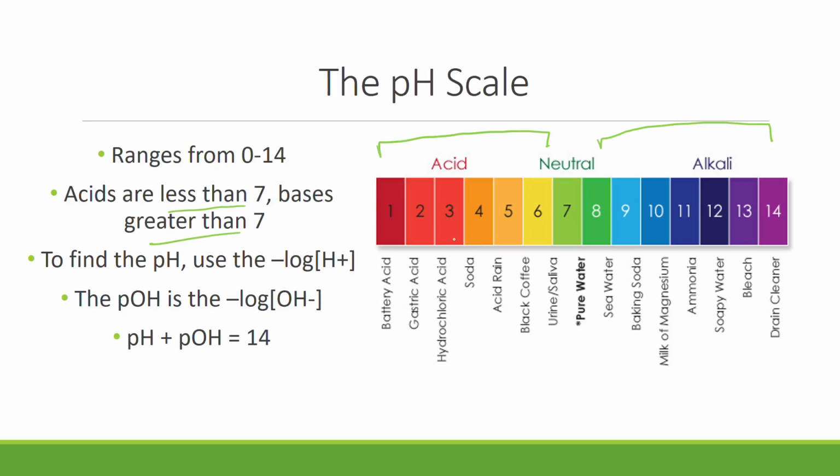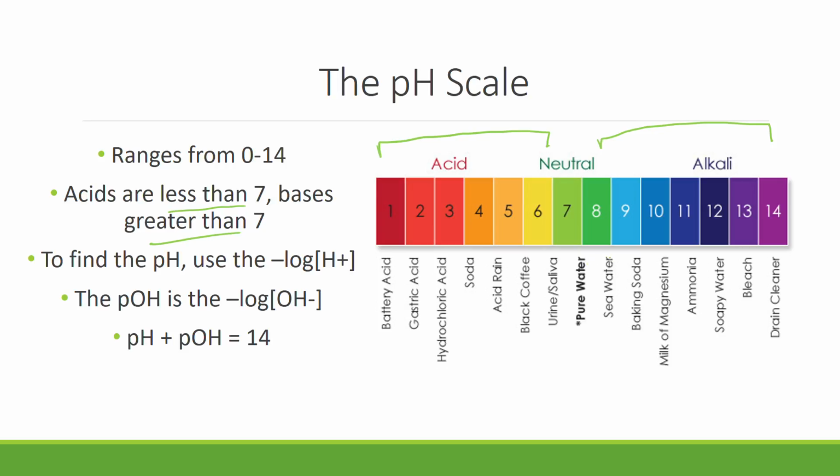Some common acids we have battery acid, gastric acid. Also lemon is a common acid, and it's a pH about 2. Hydrochloric acid, soda, acid rain. So it really puts in perspective the different kinds of acids and how strong they are. Of course, we all know that hydrochloric acid is a very strong acid. And then also pure water with a pH of 7.